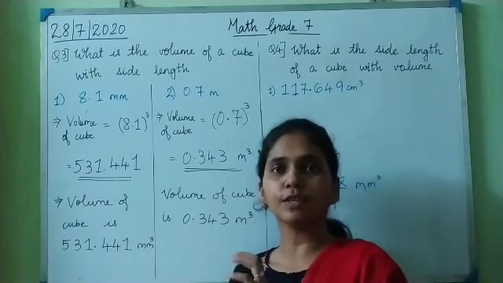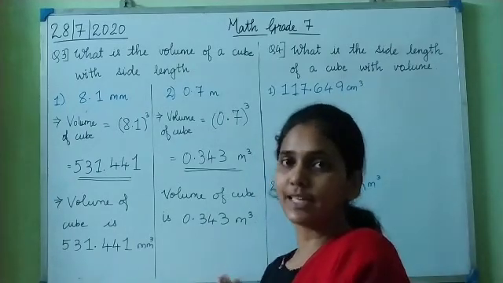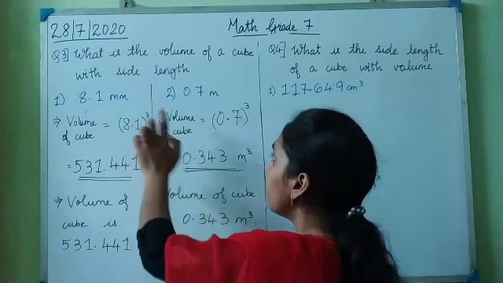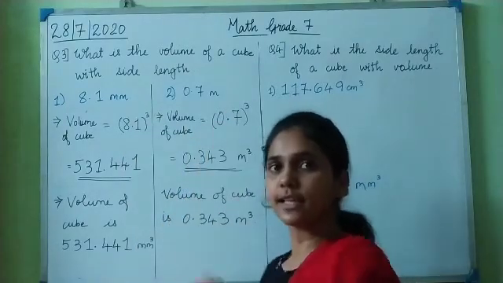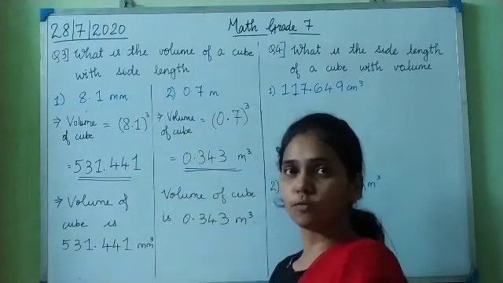Okay, so everyone has understood how to find the volume of a cube. If the side length is given, we just have to cube the given side length, and that will be the answer for the volume of the cube.